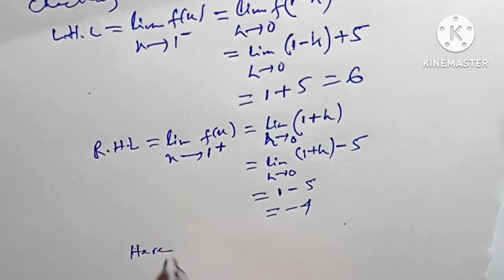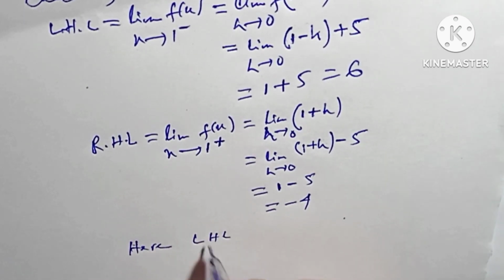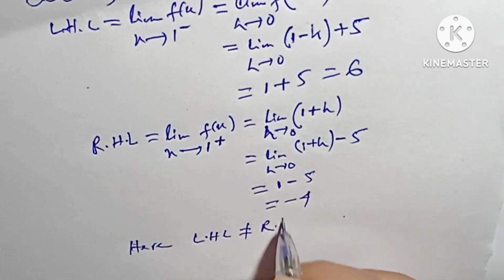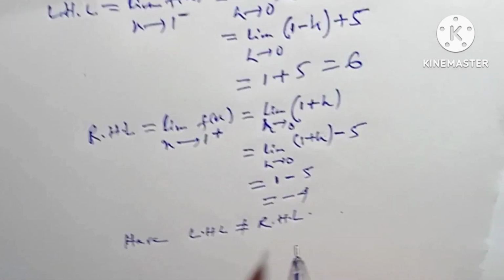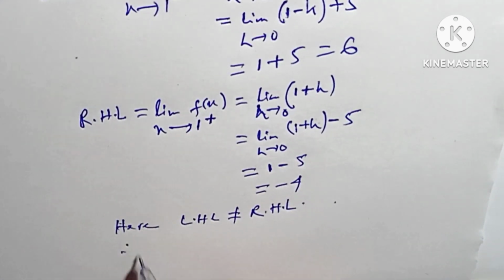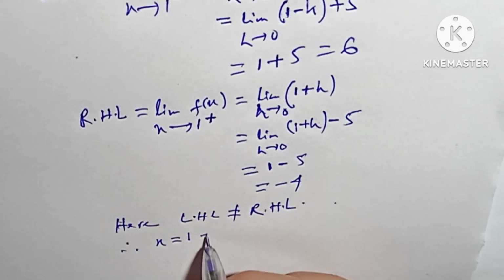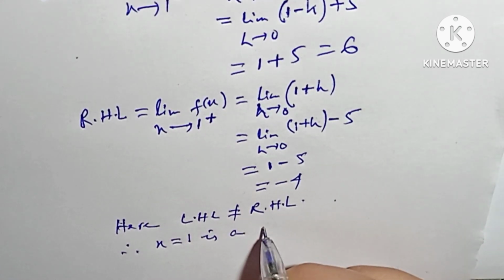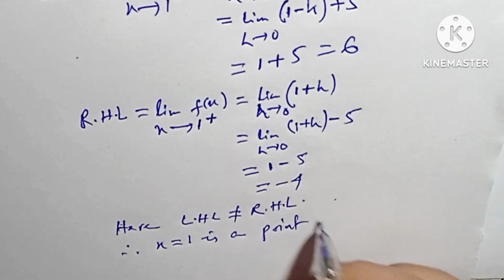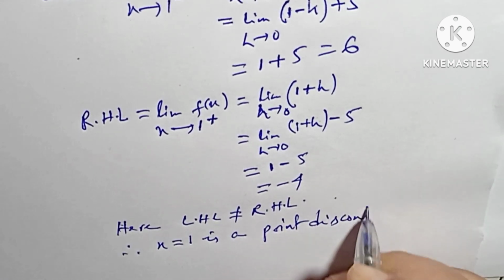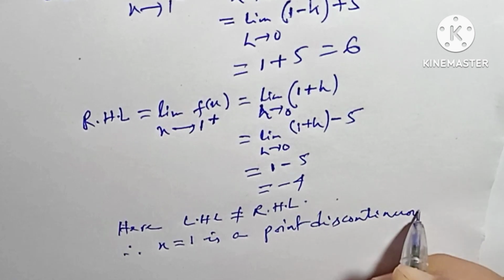Here, left hand limit does not equal right hand limit. Therefore, x equal to 1 is a point of discontinuity; the function is not continuous.